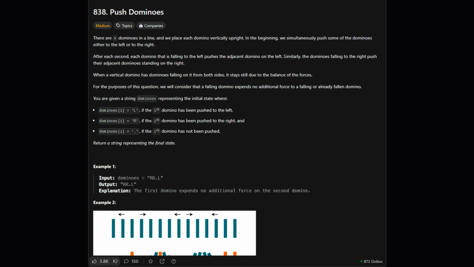Next up, LeetCode 838, push dominoes. Spoiler warning again, this one's a simulation problem. You're given a string representing dominoes, some pushed left, some right, and some standing. You need to determine the final state of all dominoes after the pushing forces resolve.